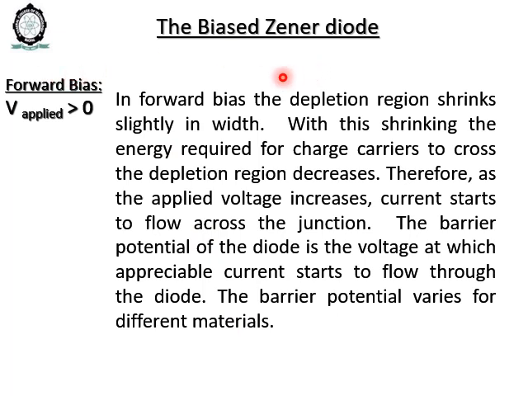Now we are talking about the working, or the biasing, of the Zener diode. In forward bias, the Zener diode works as a simple PN junction diode. When we apply a forward bias voltage, the depletion layer width starts shrinking slightly, and that's why the majority carriers are able to cross the depletion layer. That's why the forward current increases.